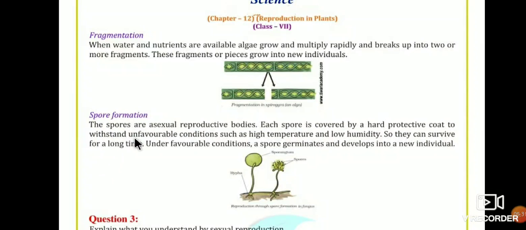Spore formation: spores are asexual reproductive bodies. Each spore is covered by a hard protective coat to withstand unfavorable conditions such as high temperature and low humidity. So they can survive for a long time, and under favorable conditions a spore germinates and develops into a new individual.